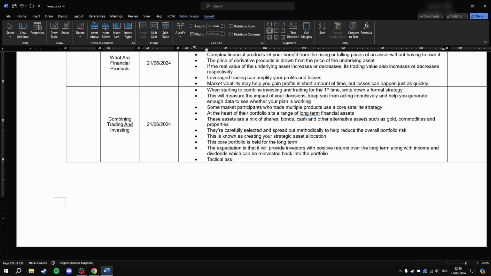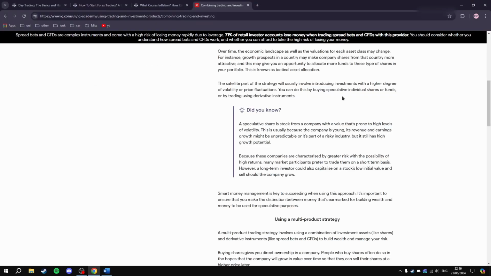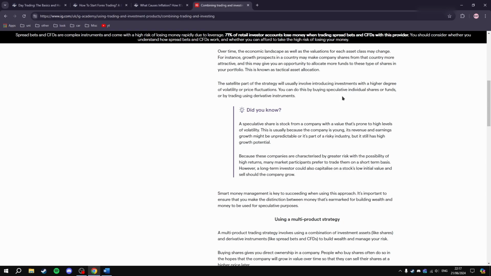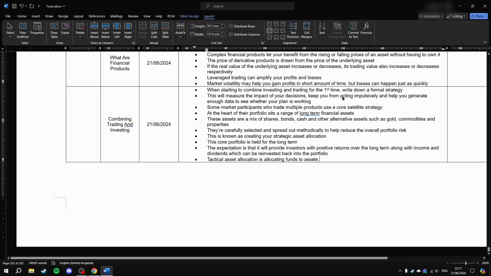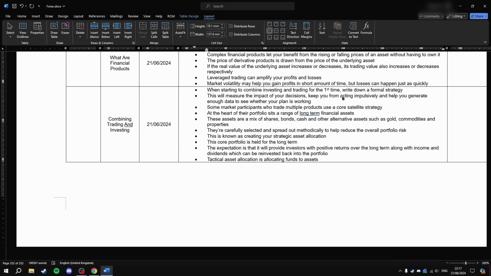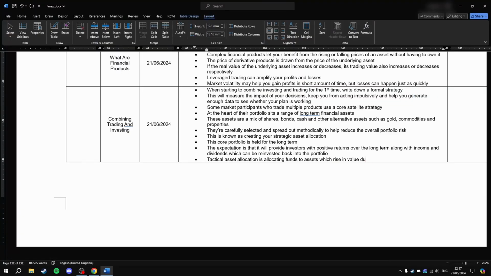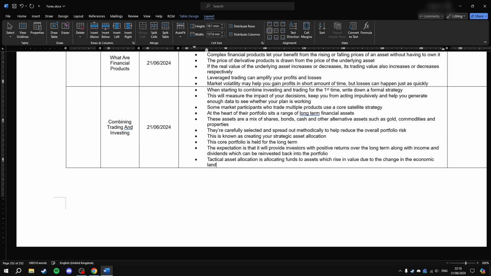So, tactical asset allocation is allocating funds to assets which rise in value due to the change in the economic landscape and the valuations of each asset class.